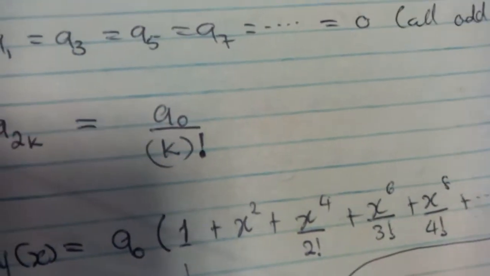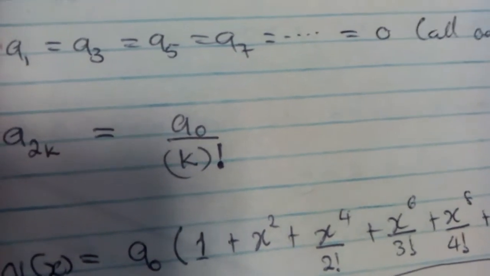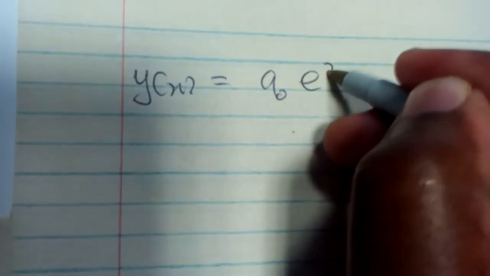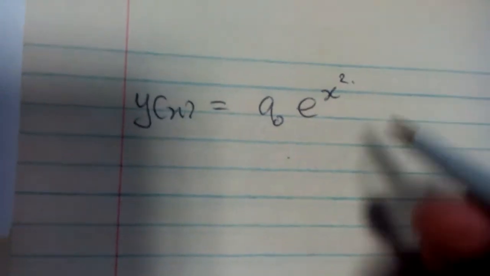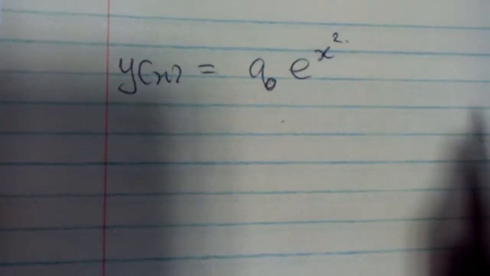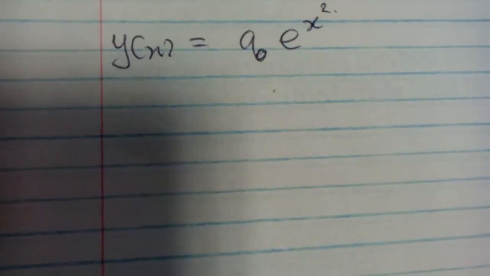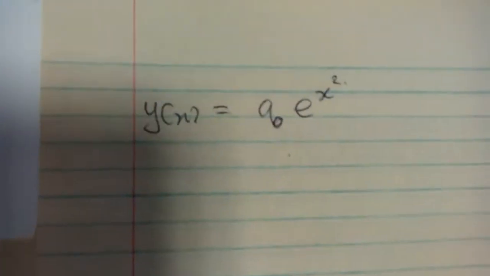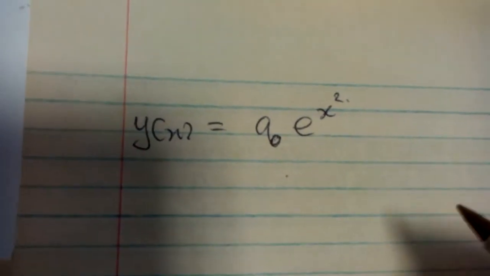And using elementary functions, you note that this thing here is nothing but the Maclaurin series of what? Of e to the x squared. So that my general formula is given by y at x is equal to a naught e to the x squared, right, where a naught can be determined using some initial conditions or auxiliary information. So actually this is one way.